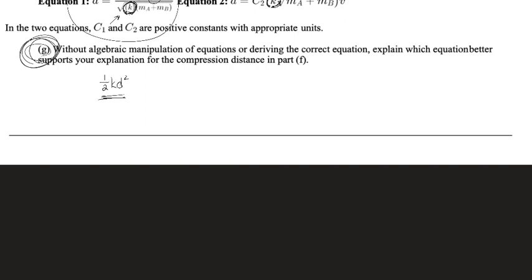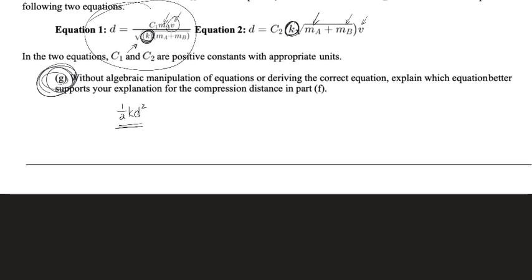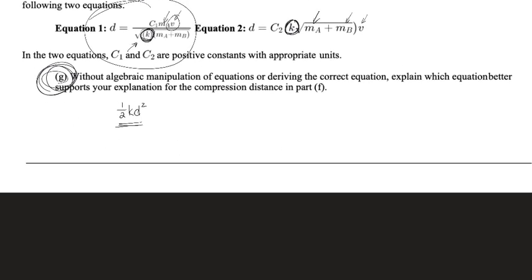Okay. Explain which equation better supports your explanation for the compression distance. I would state that having K in the denominator is your support. And I think all you have to say is that as the spring became stronger, as K was bigger, case 1 shows the distance getting smaller. Saying that K is in the denominator is sufficient.